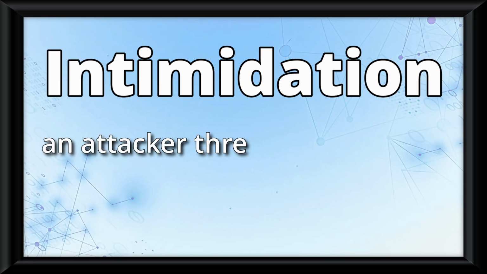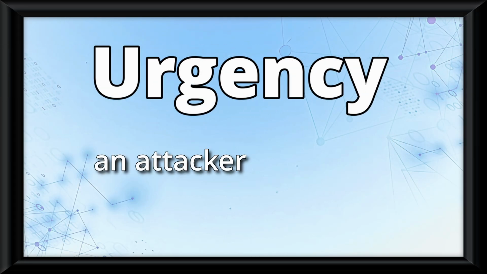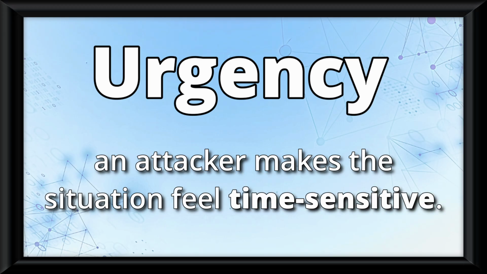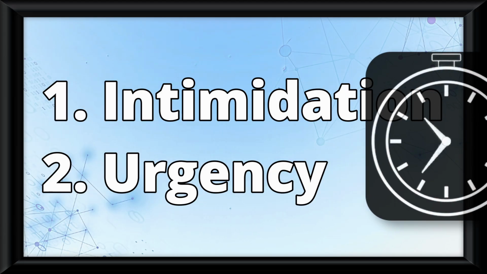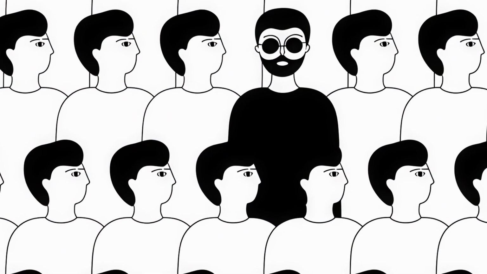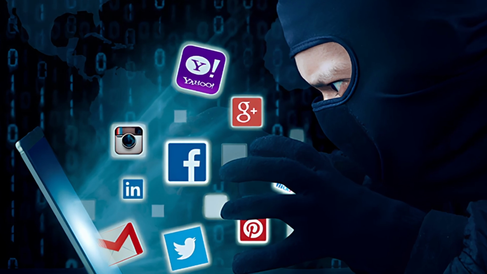Intimidation is when an attacker threatens negative consequences if the victim does not comply. Urgency is when an attacker makes the situation feel time sensitive. Both of these might cause rushed decision making, resulting in the potential leak of sensitive data. These attacks can happen in person, but most commonly you'll see them through emails, text messages, or social media messages.